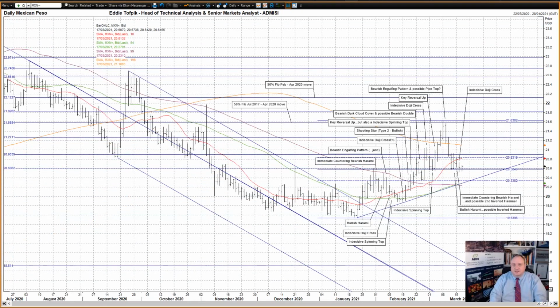US dollar against the Mexican peso. A really interesting indecisive doji cross yesterday. Something I would never actually have thought I would ever say.